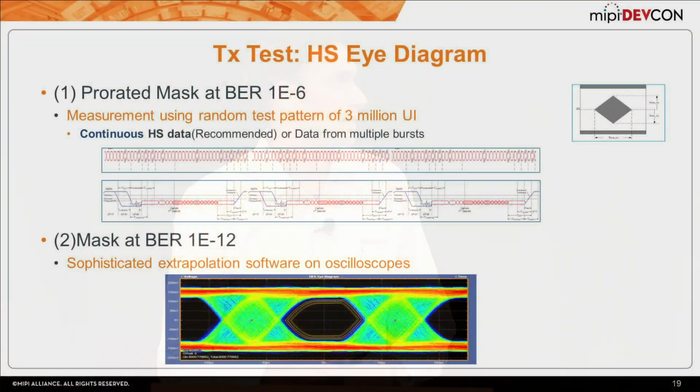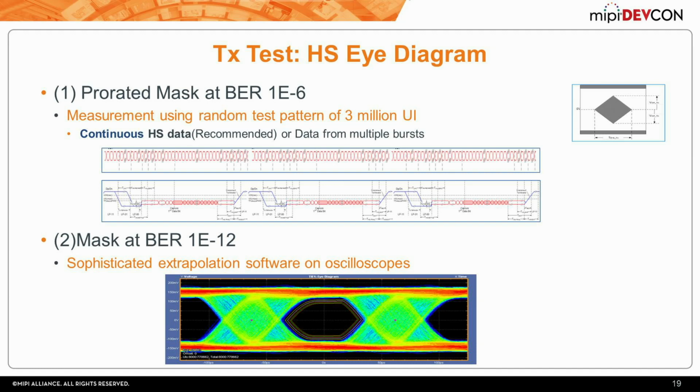Another one is the eye diagram measurement, where generally we perform it at a BER of 1e⁻⁶, where we capture a very big record of about 3 million UI and perform the measurement. So the recommended and the right way to do this measurement is to perform it on a continuous pattern, right? This is what you see here, the continuous stream of 3 million UI. So that gives you the most accurate representation of your design.